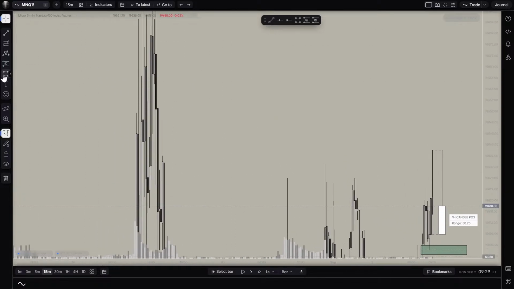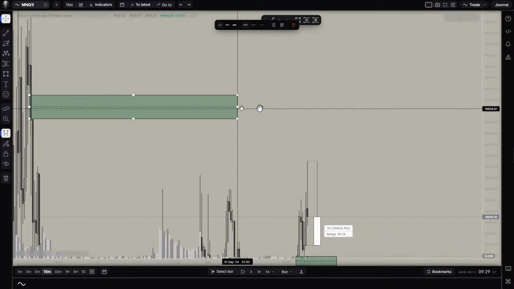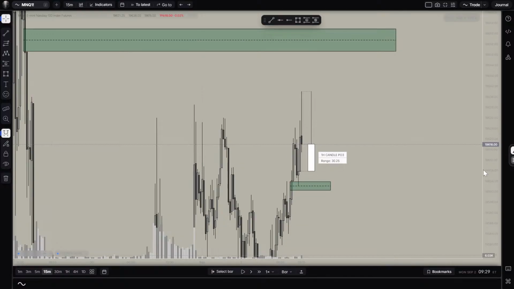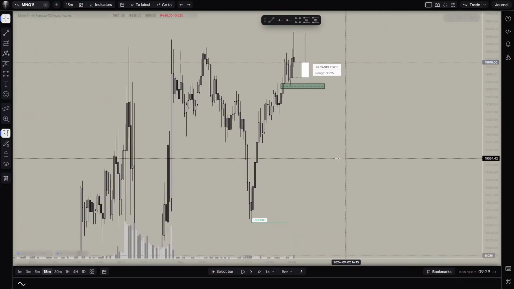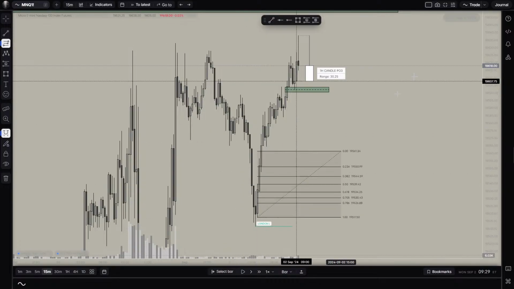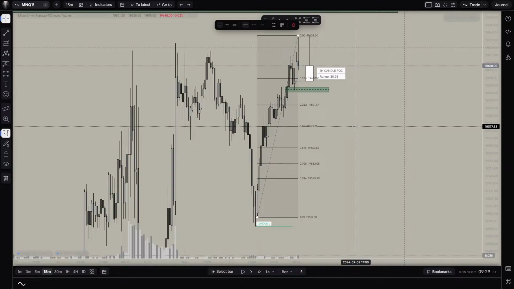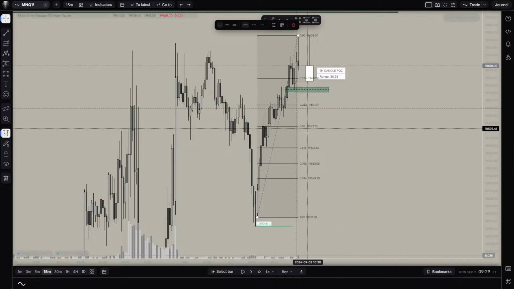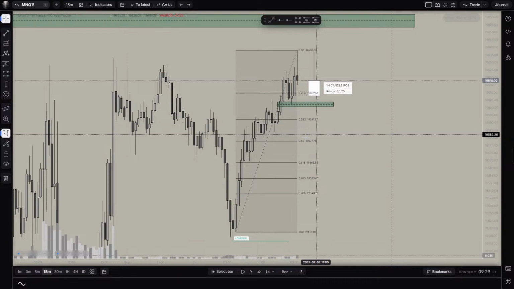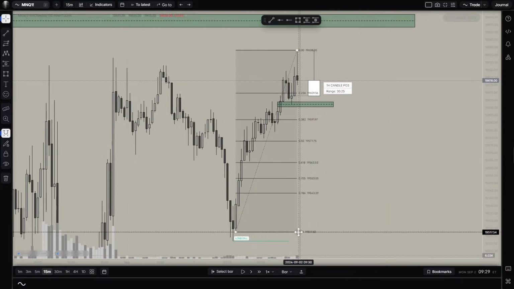Yeah, we have an unfilled sell side imbalance here on 15 minutes. Do you have anything else? Yeah. And let's look at the discount, which is around here. So price might come into the discount.